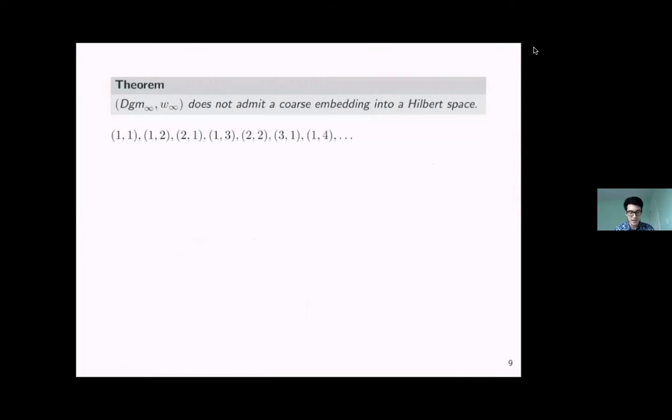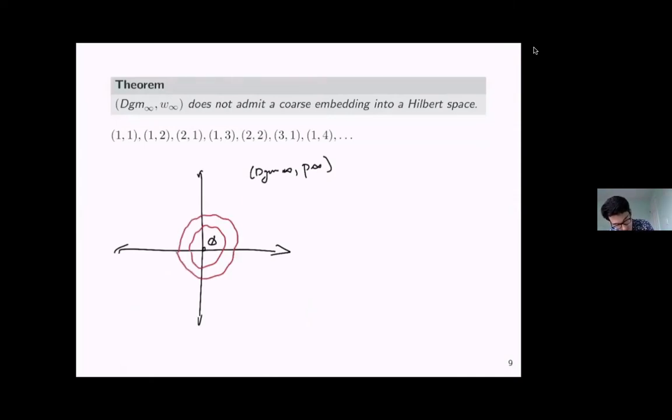Okay, so now equipped with this, we can prove this theorem. The idea is very simple. You look at diagram space. Here's the empty diagram. And you build these little circles, or annuli, I guess. And you embed Z_n times Z_m in this sequence into each of these. So here's Z_1 times Z_1, and this one would be Z_1 times Z_2.